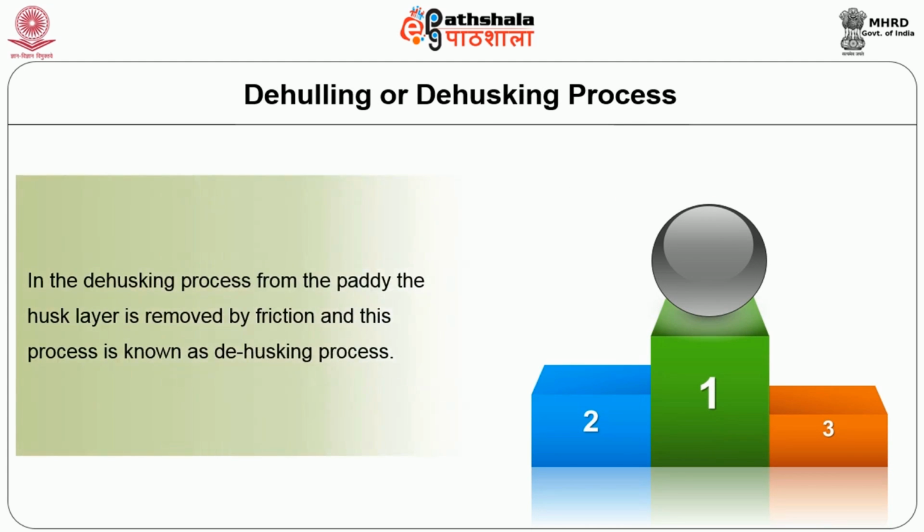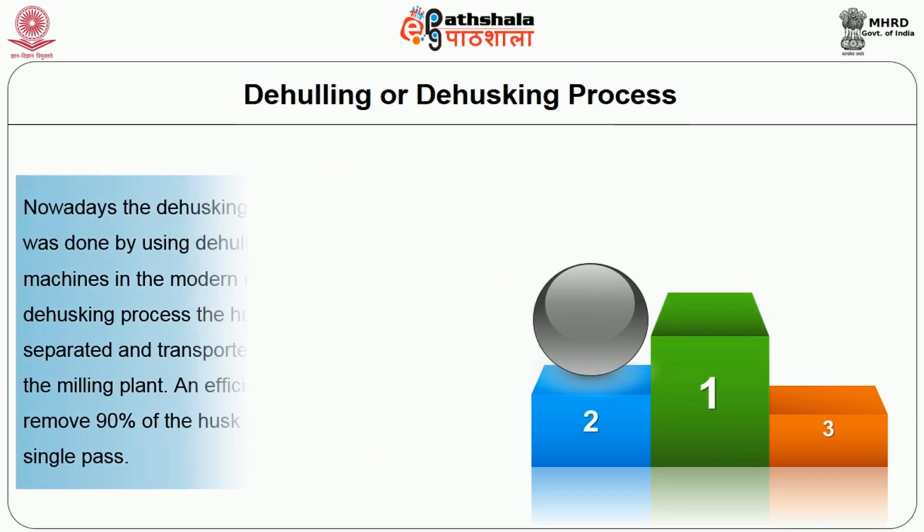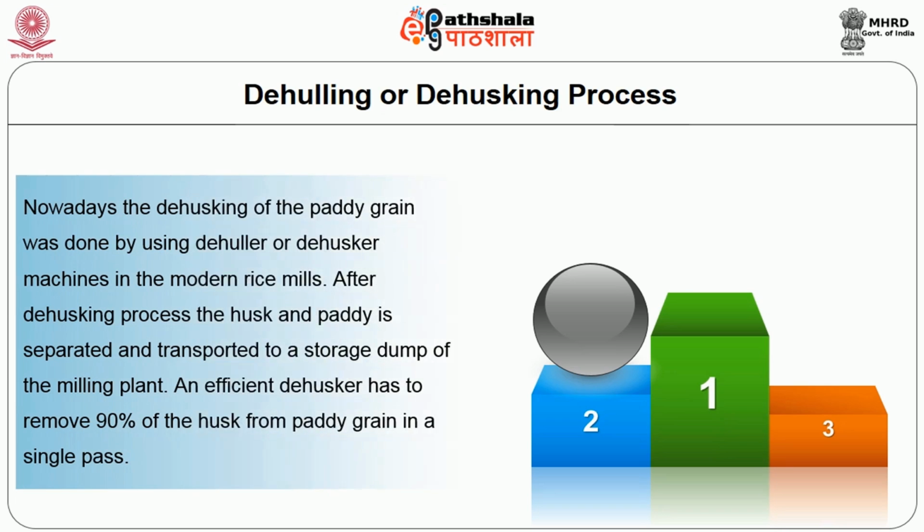In the dehusking process, the husk layer is removed from the paddy by friction, and this process is known as dehusking. But nowadays, the dehusking of paddy grain is done using dehuller or dehusker machines in the modern rice mill. After dehusking, the husk and the paddy are separated and transported to the storage dump of the milling plant. An efficient dehusker has to remove 90% of the husk from the paddy grain in a single pass.